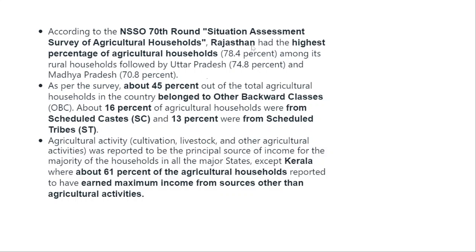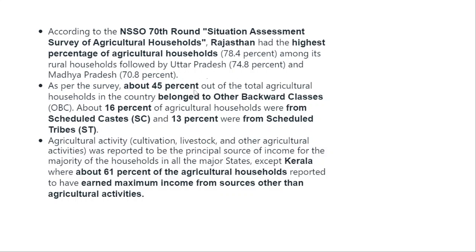Anyway, remember Rajasthan has the highest percentage of agricultural households, 78.4, followed by Uttar Pradesh, 74.8, and followed by Madhya Pradesh, 70. And Madhya Pradesh has the highest tribal population, highest forest cover, all those things. Remember that. So Rajasthan, followed by UP, followed by Madhya Pradesh.